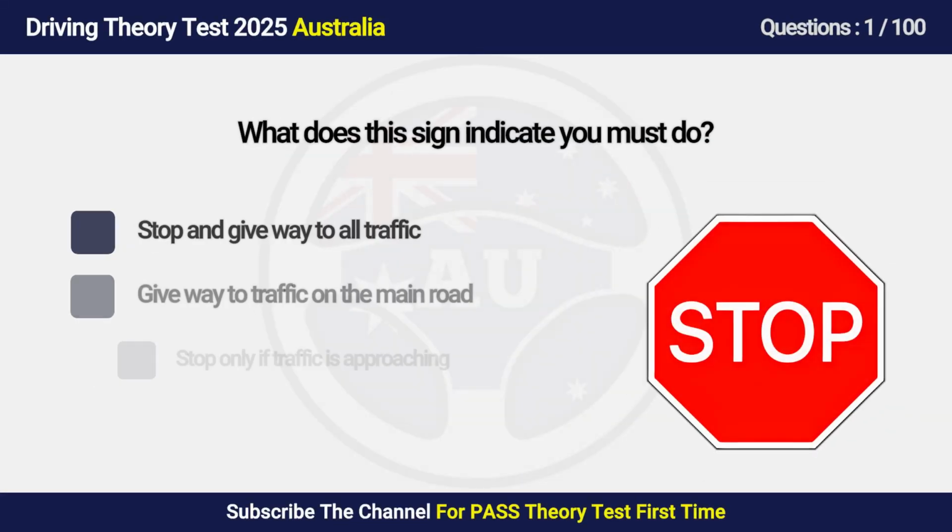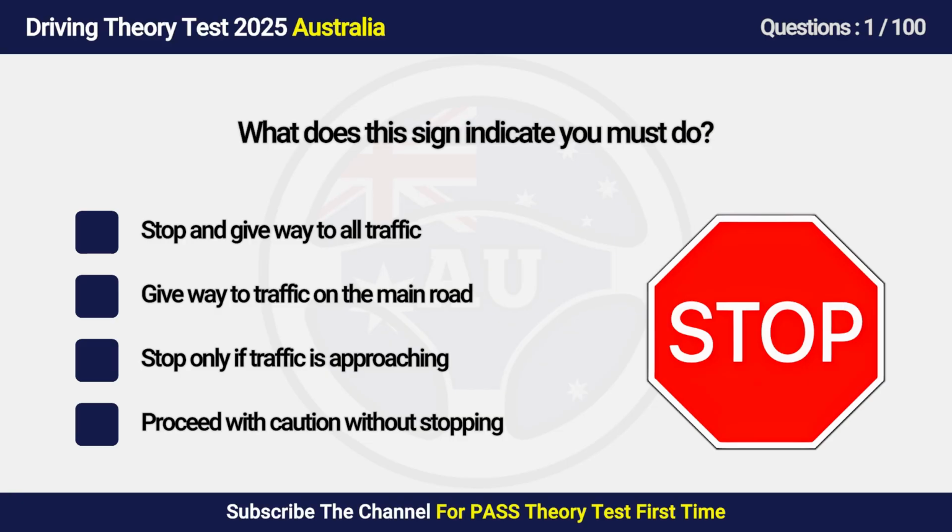Question 1. What does this sign indicate you must do? A. Stop and give way to all traffic. B. Give way to traffic on the main road. C. Stop only if traffic is approaching. D. Proceed with caution without stopping.